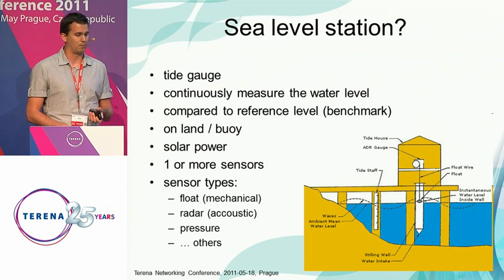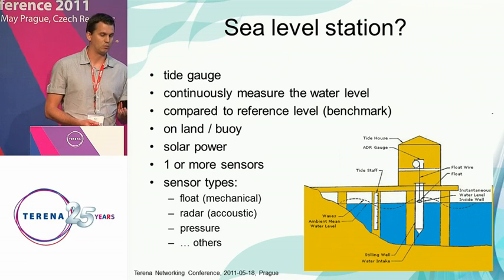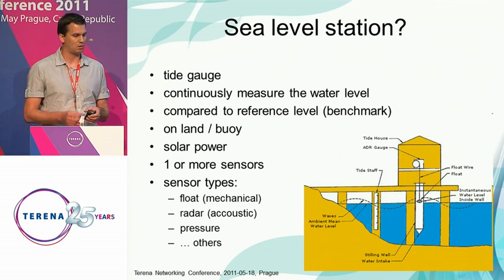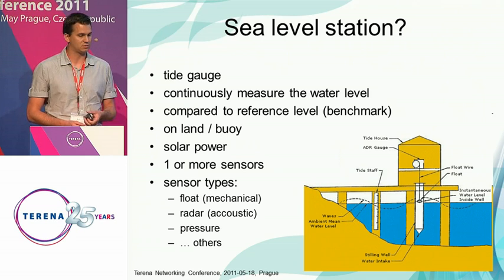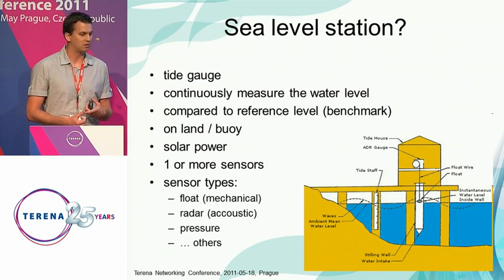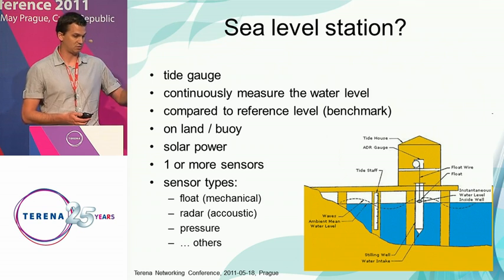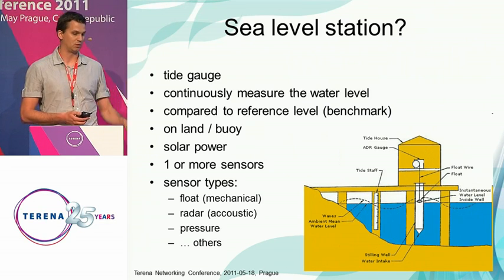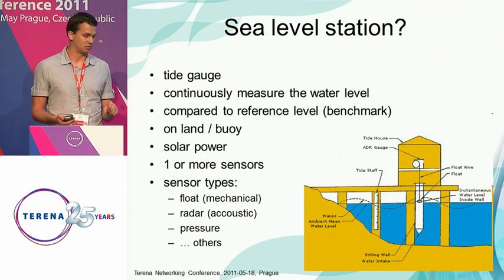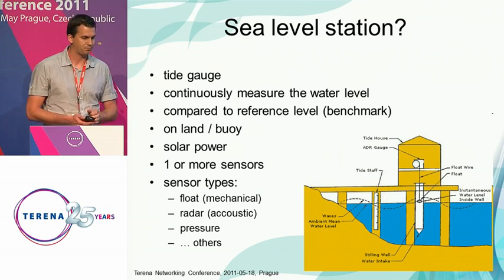Usually, a sea level station or a tide gauge has one or more sensors. There's a few common sensors. There's the oldest one, which is a mechanical thing called a float sensor, and it's basically just a floating device that goes up when the water level goes up and goes down when the water level goes down. So it just measures the difference very easily.